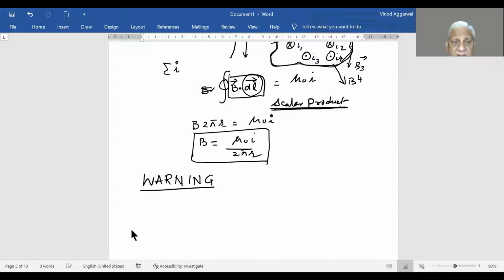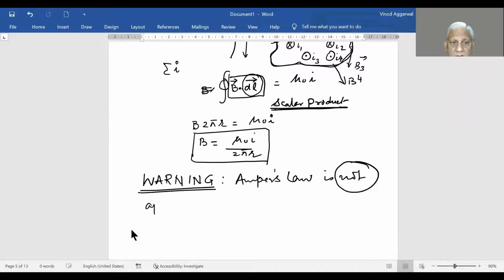Now you have to remember very, very carefully that Ampere's law is not applicable when conductors are small. Why is that so? Because if the conductors are small, there is an abrupt change in current, which will result in an abrupt change in magnetic field, which cannot be accounted for.